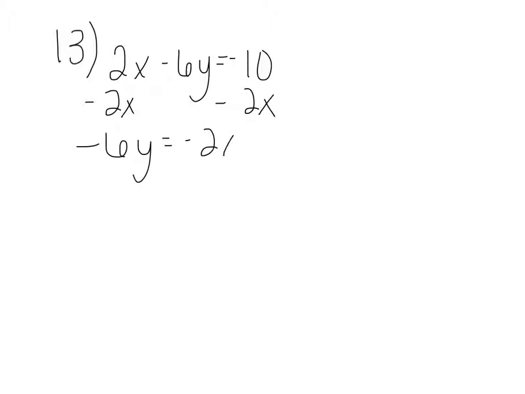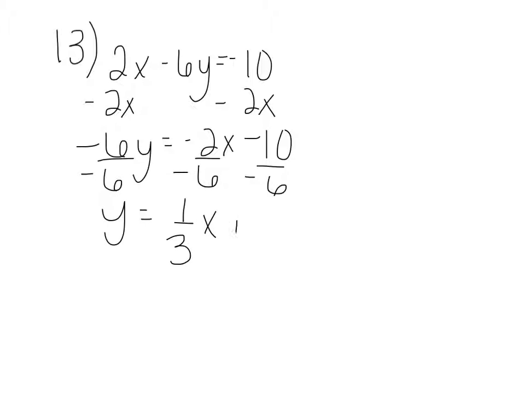So for number 13, we're going to do the same thing. We're going to write them both in slope-intercept form. So looking at the first equation, I have 2x minus 6y is equal to negative 10. To get y by itself, we subtract 2x. I have negative 6y is equal to negative 2x minus 10. I'm going to divide all three terms by negative 6, and I get y is equal to 1/3 x plus, it looks like, 5/3.